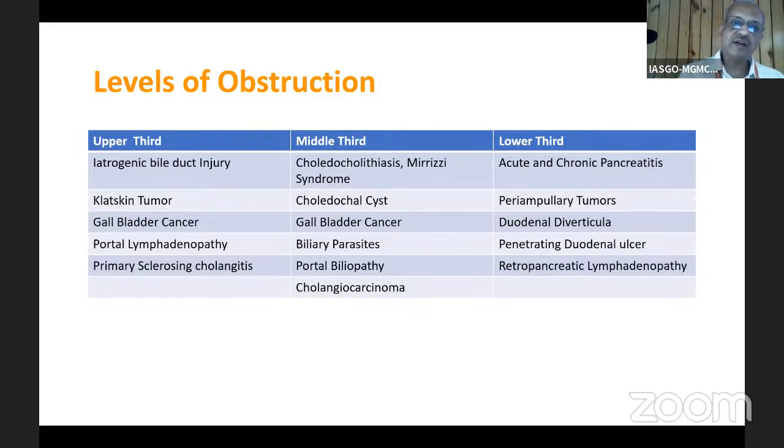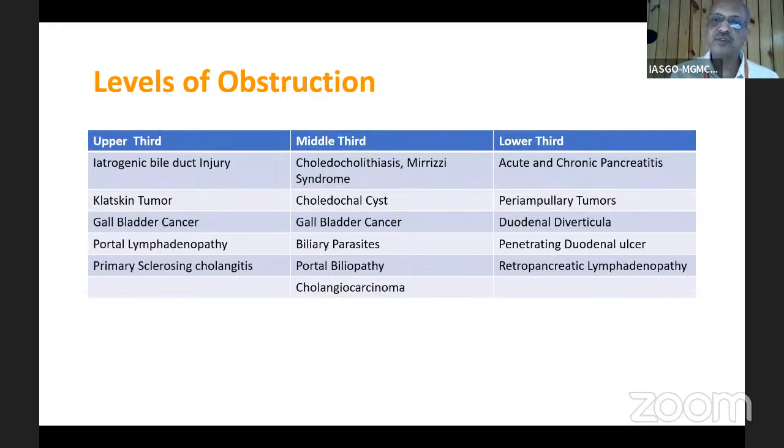When we talk about middle third etiologies, the most common are CBD stones, Mirizzi syndrome, choledochal cysts in children and young adults. Again, gallbladder cancer comes in this category also. Then we may have biliary parasites, portal biliopathy, which is a topic that would be discussed later in the day, and then middle third cholangiocarcinomas.